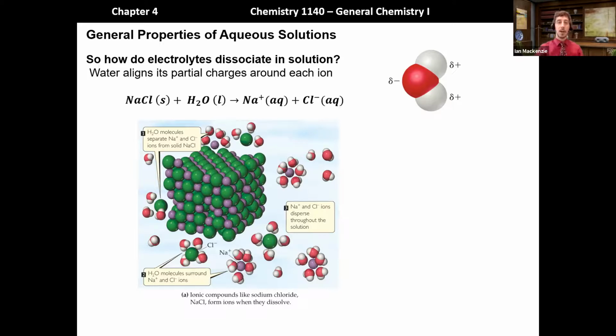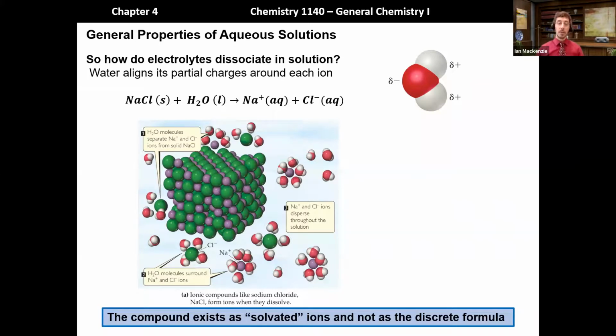We can write an equation for this dissolution process where we simply start with the ionic compound as a solid plus water as a liquid, and then we go to the individual ions in the aqueous state, where, remember, aqueous means that it's dissolved in water. We don't have to write water anymore because it's implied by the aqueous state. The compounds now no longer exist as the discrete molecular formula. We would no longer refer to it as being sodium chloride, but we refer to it as individual solvated ions, sodium ion and chloride ion solvated.